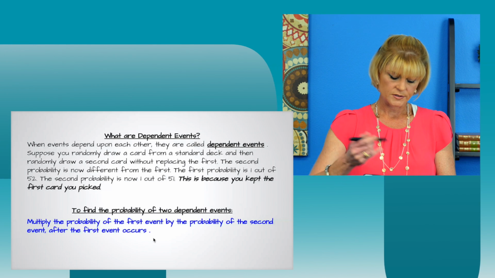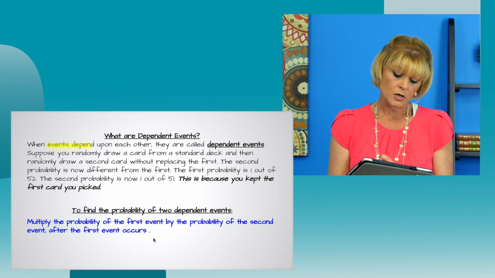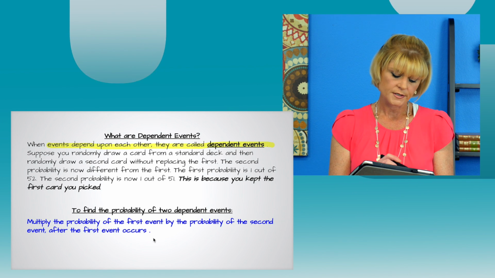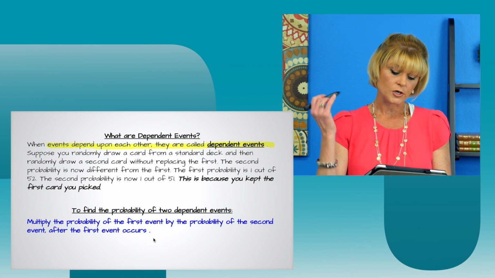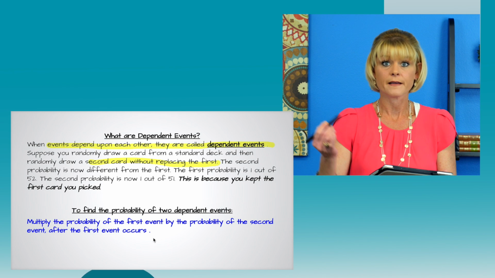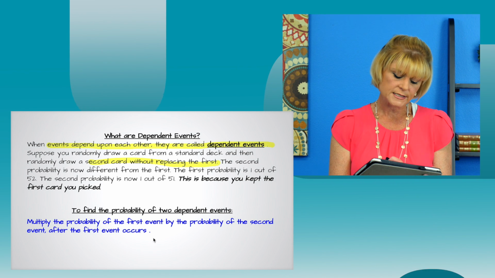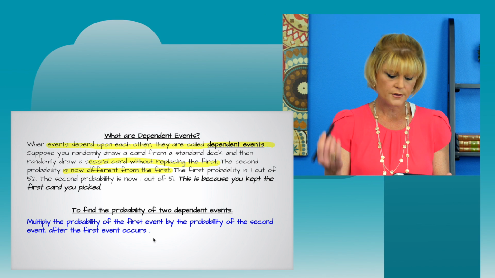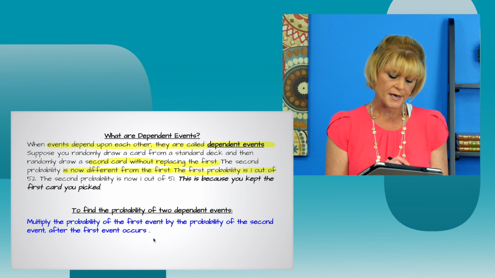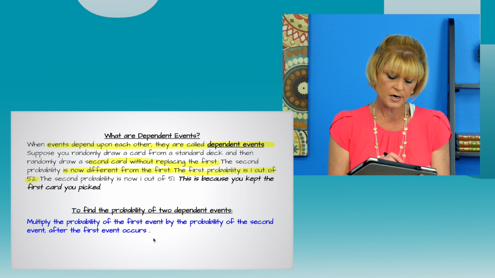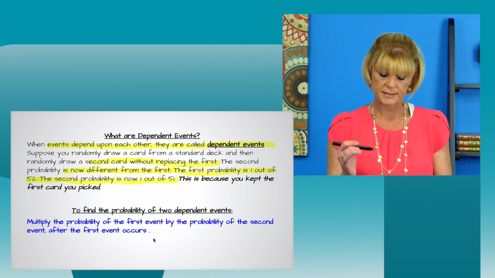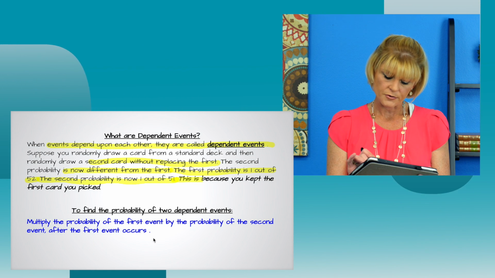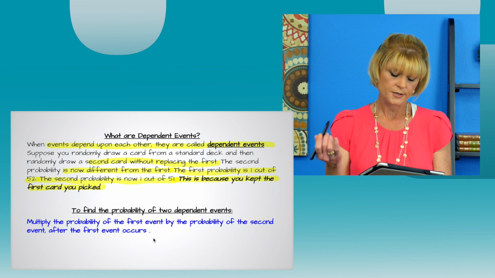Let's start by looking at a definition. What are dependent events? When events depend on each other, they're called dependent events. Suppose you randomly draw a card from a standard deck, and then you randomly draw a second card without replacing the first. Now the second probability is different from the first. The first probability is 1 out of 52, because there are 52 cards to start with, and then the second probability would be 1 out of 51 because we didn't replace the card. This is because you kept the first card you picked.